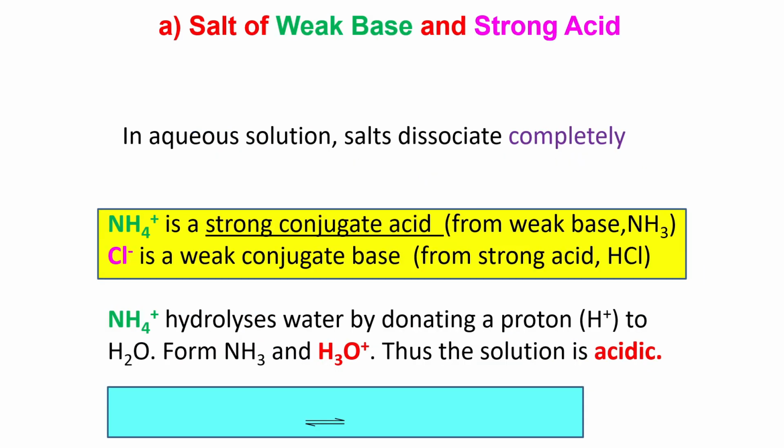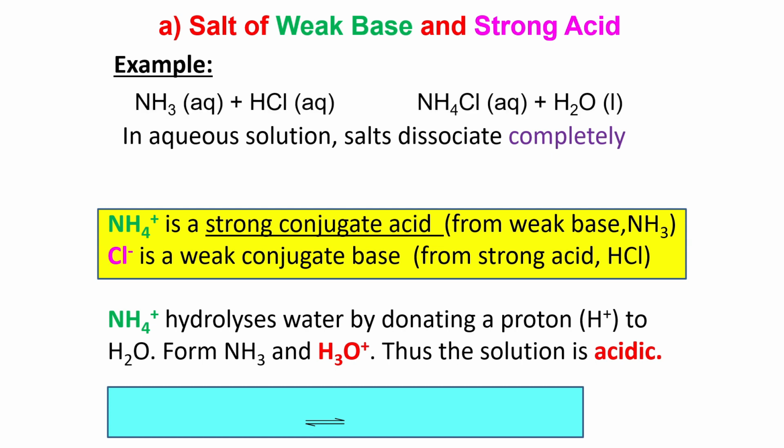Okay, we go for the first formation of salt. Okay, that produce from reaction between weak base and strong acid. Okay, for example, weak base NH3 react with strong acid HCl. So salt that produce is NH4Cl. So ini ialah reaction to produce salt, reaction between acid and base.